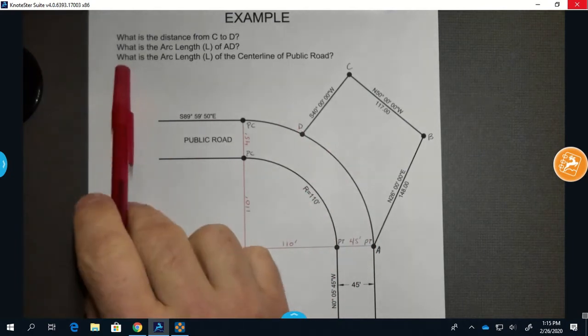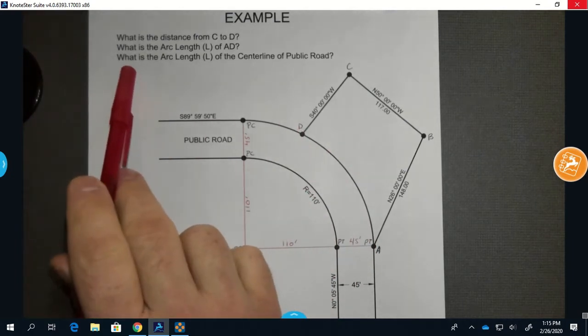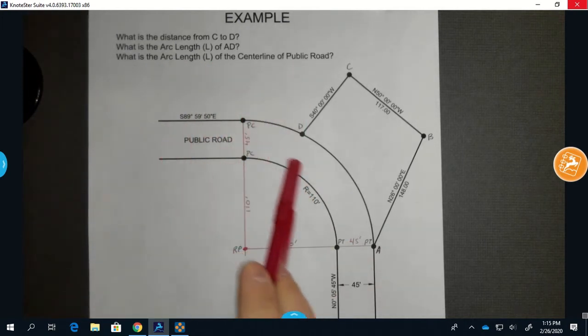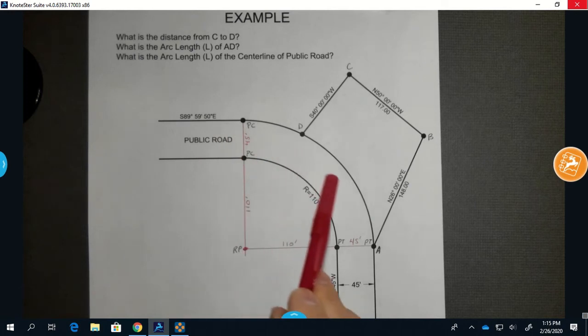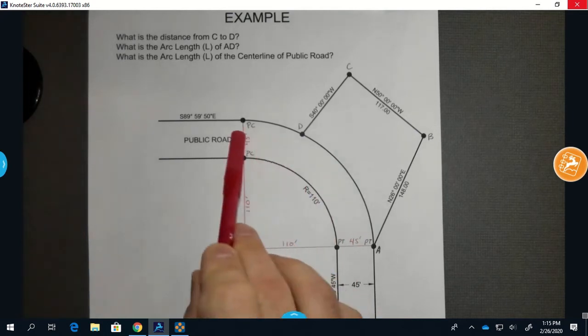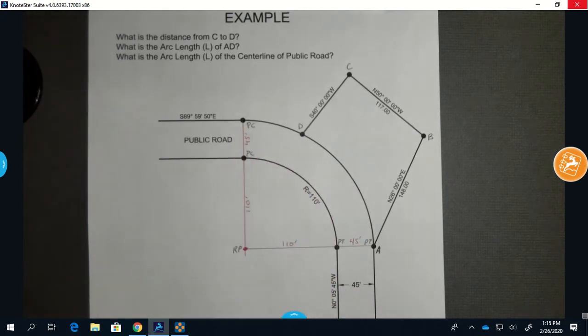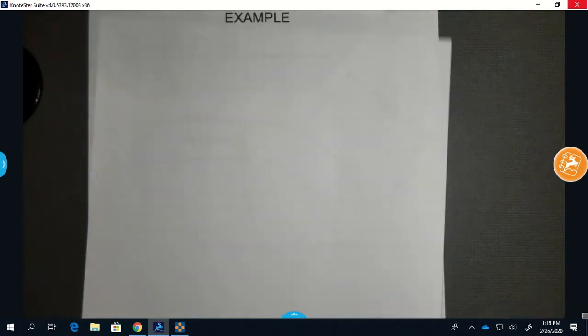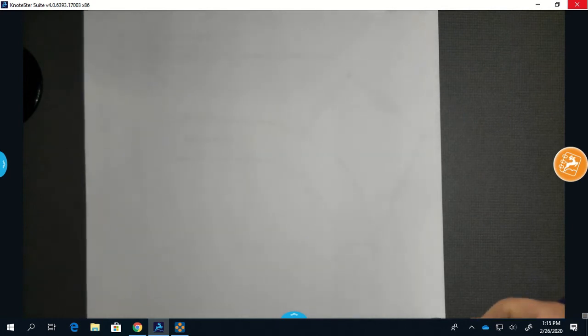And then the very last one, or the first one we're going to solve, is what is the arc length of the center line of the public road. So public road, so I want to find the center line. From PC to PT along the center line, what is that length? Along that arc. So we'll solve for that first. I'll switch colors here, and bear with me because there's a lot of calculations that are going to happen on this. So I'm going to switch in between this blank page and our drawing as we move forward.